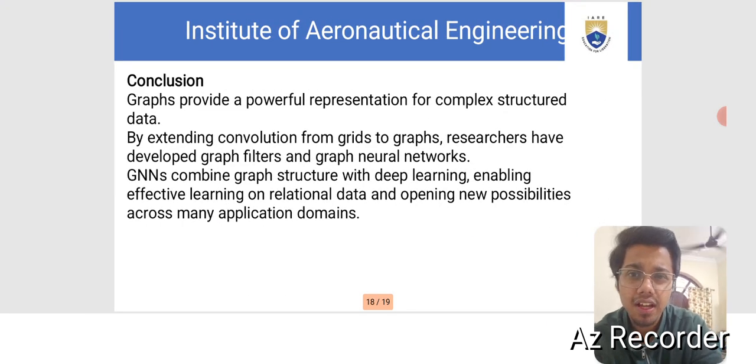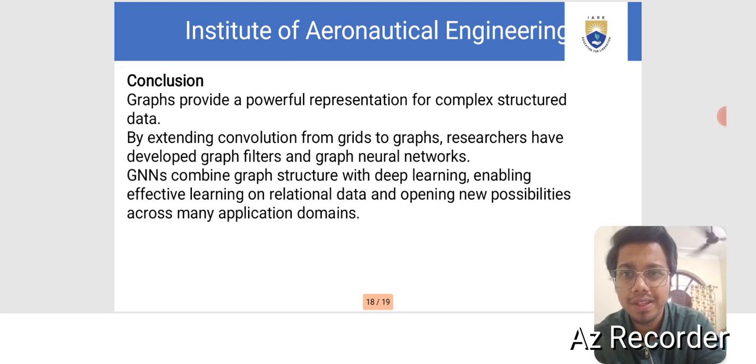Conclusion: graphs provide a powerful representation for complex structured data. By extending convolution from grids to graphs, researchers have developed graph filters and graph neural networks. GNNs combine graph structure with deep learning, enabling effective learning on relational data and opening new possibilities across many application domains.